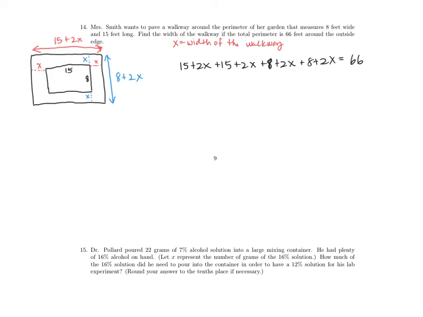So we'd have 2, 4, 6, 8x. 15 and 15 is 30, plus 8 is 46, is equal to 66. And so now we would solve this. So subtract 46 from both sides. So we get 8x is equal to 20. Divide by 8. So we get x equals 20 divided by 8, which is 2.5.